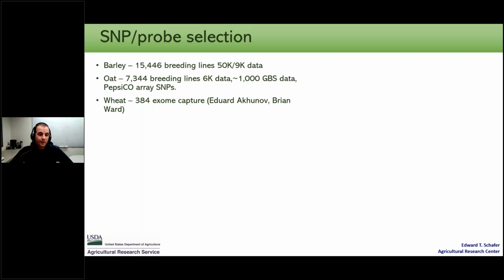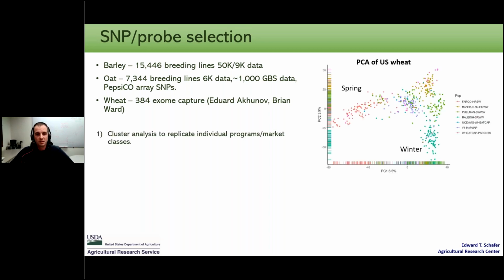So my goal here is to identify 3,000 SNPs in each crop that were evenly spaced along the genome and were maximally useful in as many different market classes, regions, and individual programs as possible. So for each crop here, I performed 7 steps. First, we ran cluster analysis on the integrated data to replicate what an individual program or market class cluster might look like.